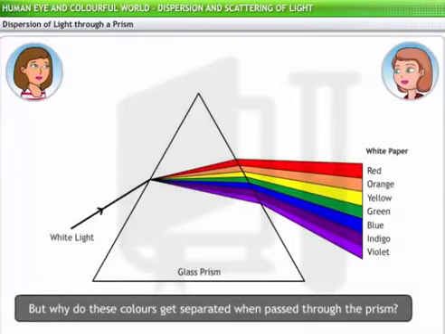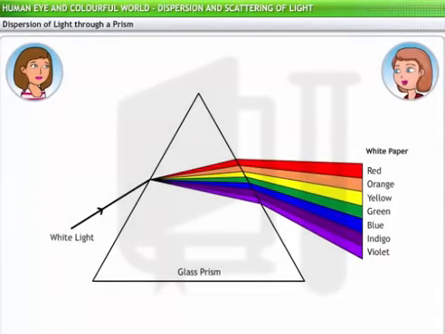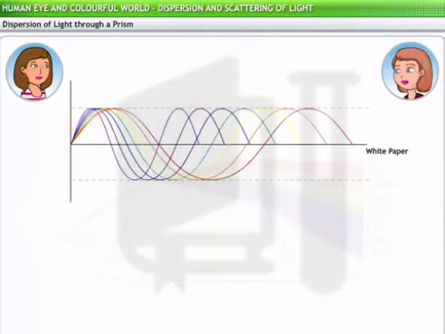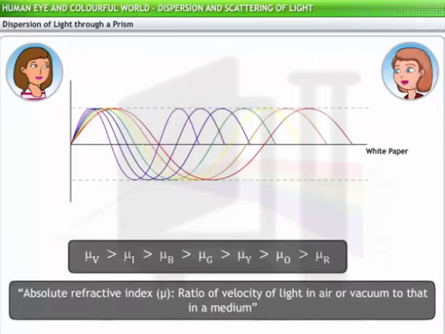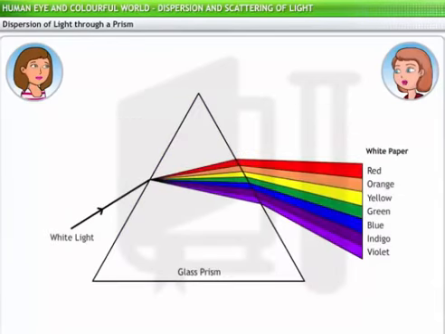But why do these colors get separated when passed through the prism? When white light propagates through a prism, it refracts at an angle. However, the angle of refraction of each of the constituent colors of light varies a little. This is because the frequency and hence the wavelength of each of the constituent colors of white light is different. This leads to a difference in the refractive index of the glass for each of the colors.